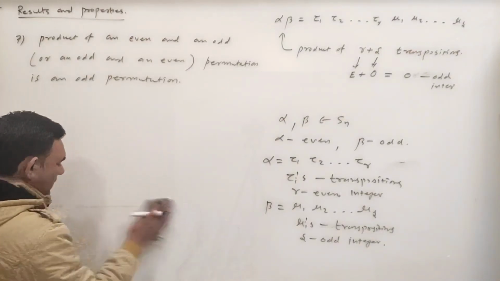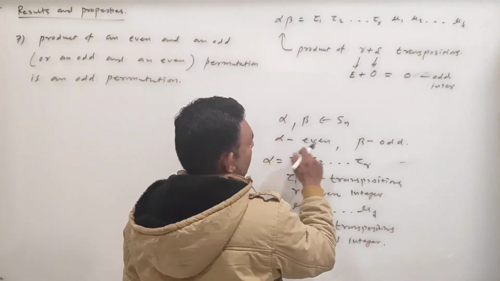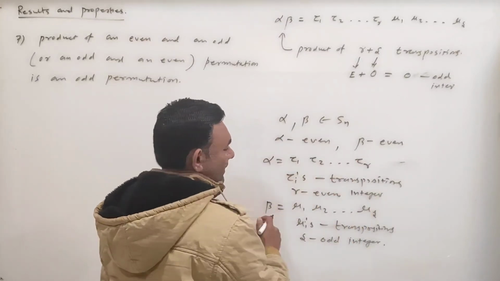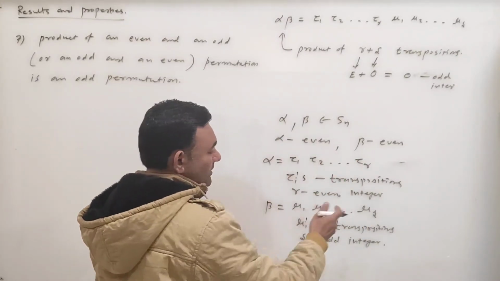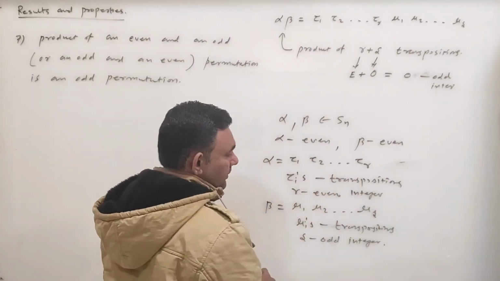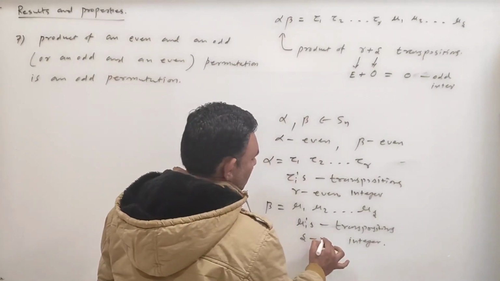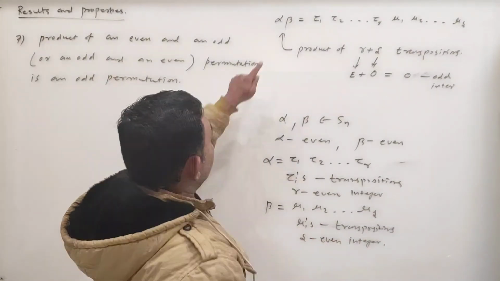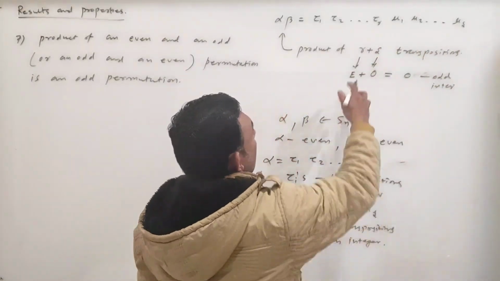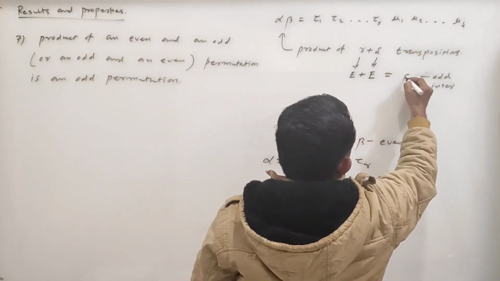Okay, now suppose both are even: alpha and beta in Sn, alpha is even and beta is also even. Then alpha is written in this way, beta is written in this way, where the tau i's and mu i's are transpositions. Alpha is even, so this r will be even, and beta is even, so this s will also be even. So alpha into beta is a product of r plus s transpositions. R is even and s is also even. So even plus even is even.